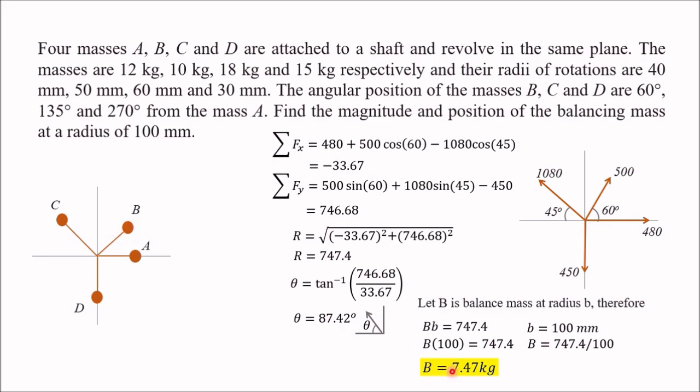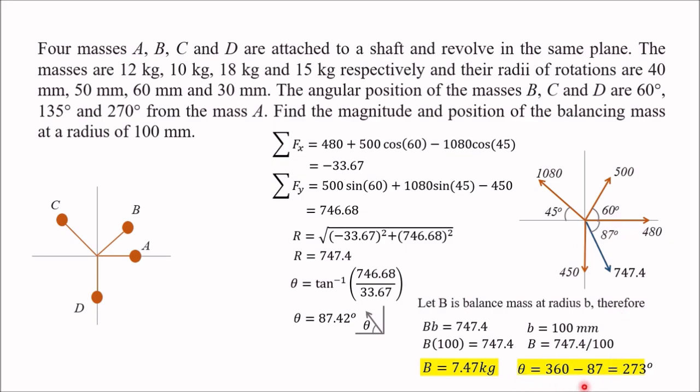Now what is the direction of this B? This B should be opposite to this unbalanced resultant force. So the resultant force is in the second quadrant, so this balance mass should be in the fourth quadrant. So we will draw this in the fourth quadrant. 360 minus 87, that is 273 degrees in the fourth quadrant. So this is 87 degrees in clockwise direction, or you can say 273 degrees in anti-clockwise direction from A. So this is our answer.